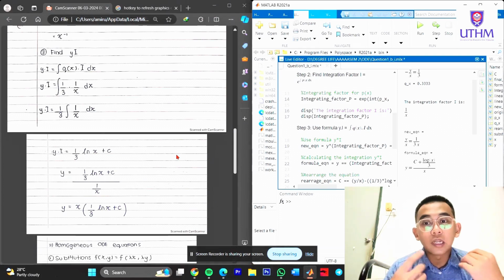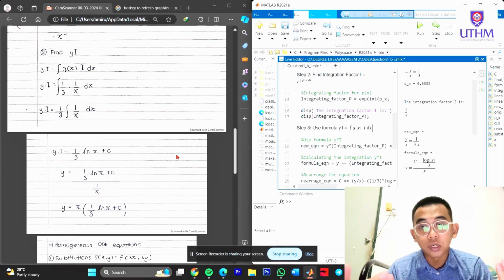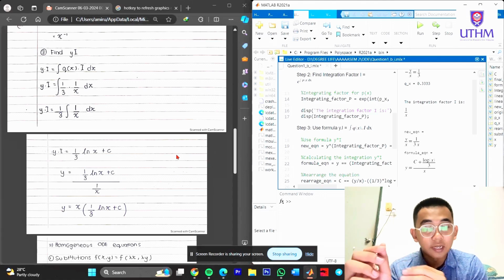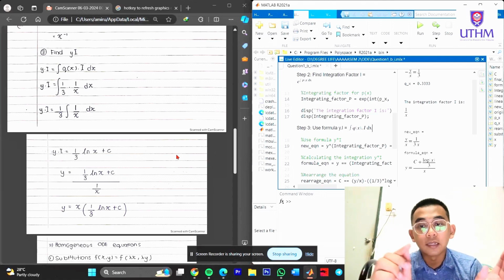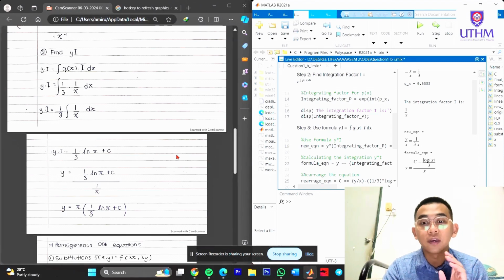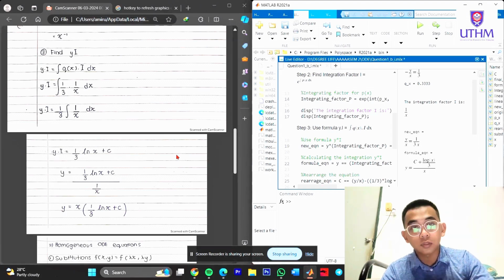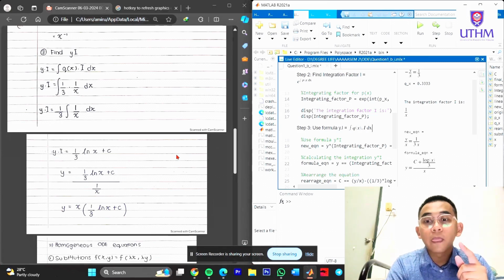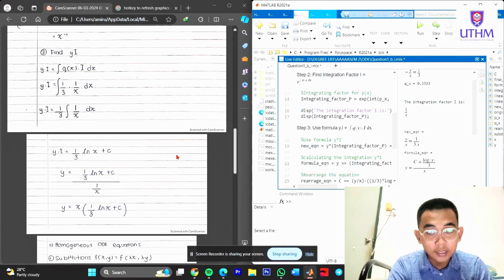So we have already known that I is 1 over x. By moving the I, which is 1 over x, to the right side, we will get the answer y equals 1 over 3 ln x plus c over 1 over x. We can also simplify it to y equals x times 1 over 3 ln x plus c. So that is the manual calculation.